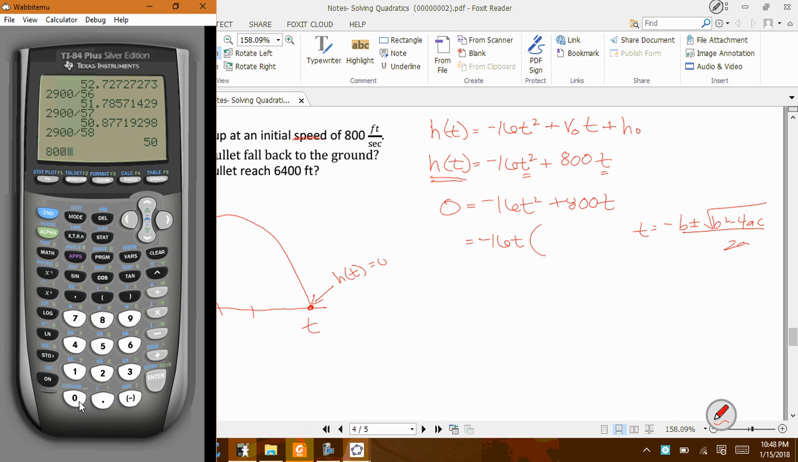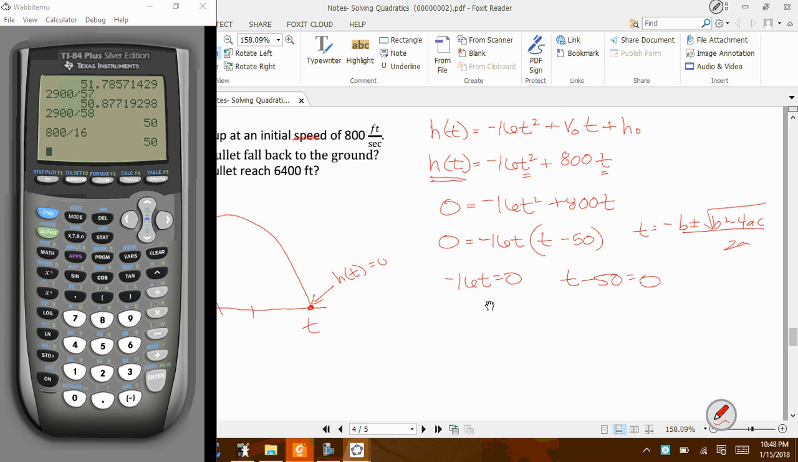800 divided by 16, 50. Okay, so then this would be t minus 50. Okay, so that equals 0. So we've got two things being multiplied together give me 0. So I know either negative 16t is equal to 0 or t minus 50 is equal to 0.